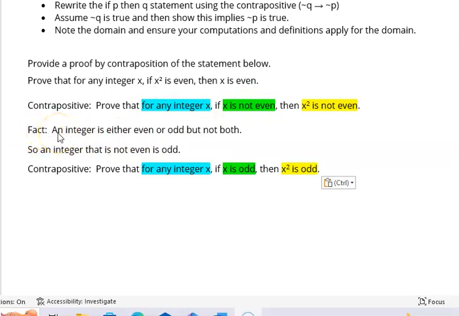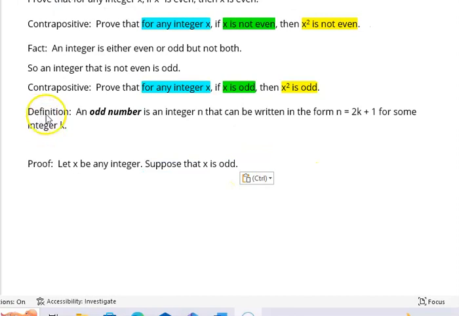As a fact, and we're going to prove this later, an integer is either even or odd, but it cannot be both. So that means that if an integer is not even, it's odd, and we'll replace not even with odd in our statement. That way we can use the definition for odd to help us prove this result. I put our definition for an odd number here so it's handy.